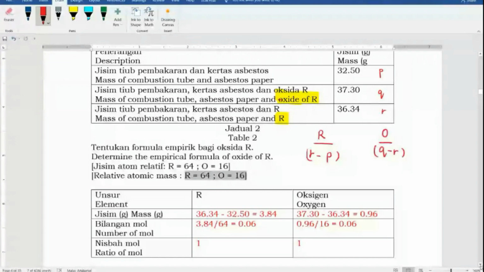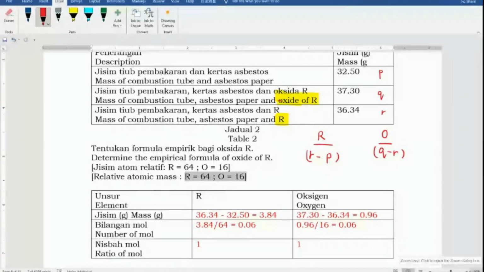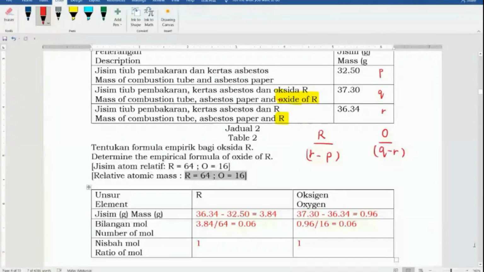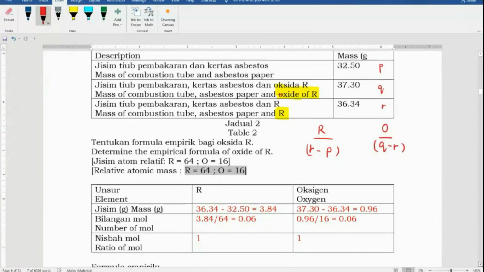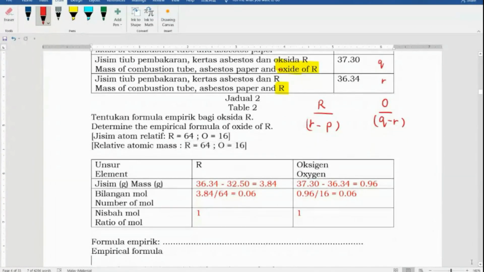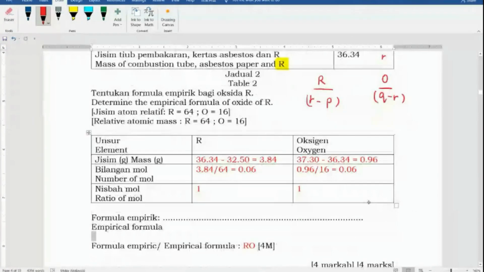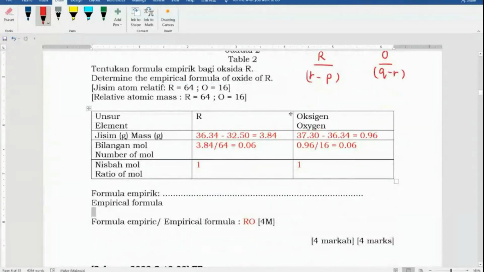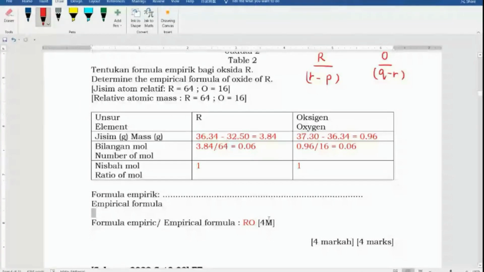So what is the empirical formula, class? RO. R1, O1. The empirical formula is RO. So 4 marks. This part got 3, then here got 1, so 4 marks.